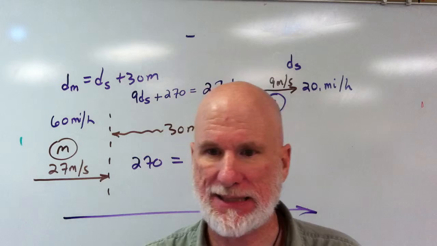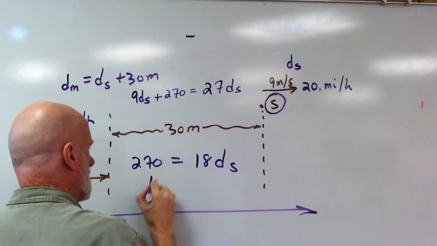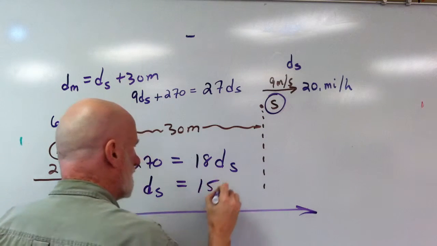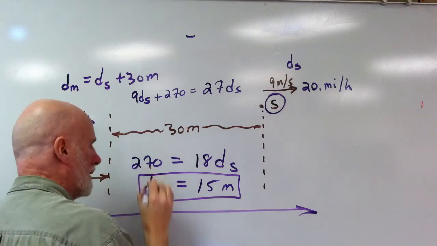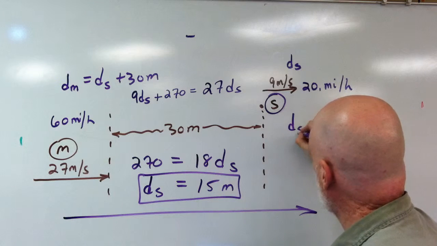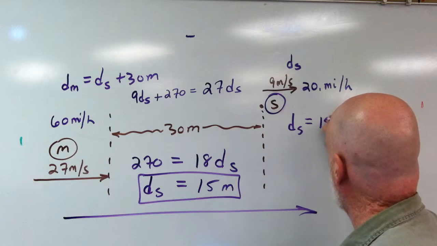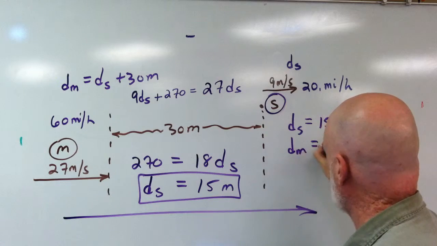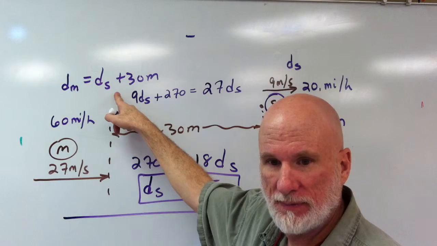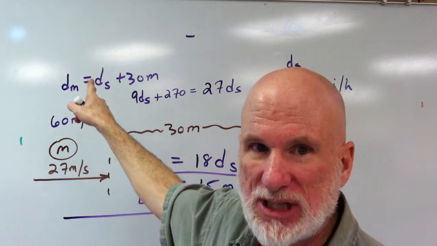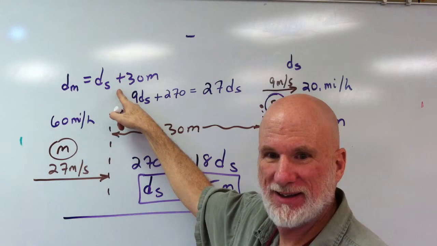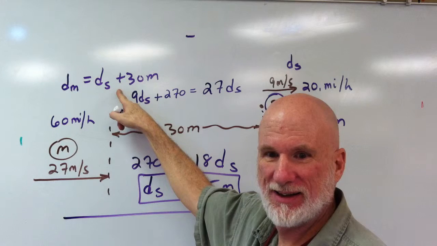Okay, now, so that's going to be 18 ds, is that correct? Yes, it is. So what is ds? ds equals what? 15. 15, right? So 15 is ds, okay? So we're going to put the answers over here. So the distance ds is 15 meters. How about dm? How fast are they going? dm equals. Okay. So dm is 15 plus 30, so it's 45.